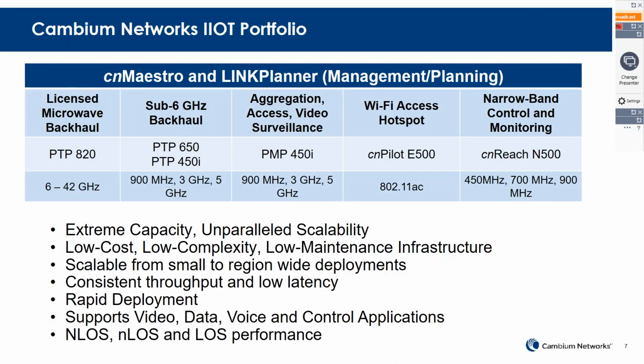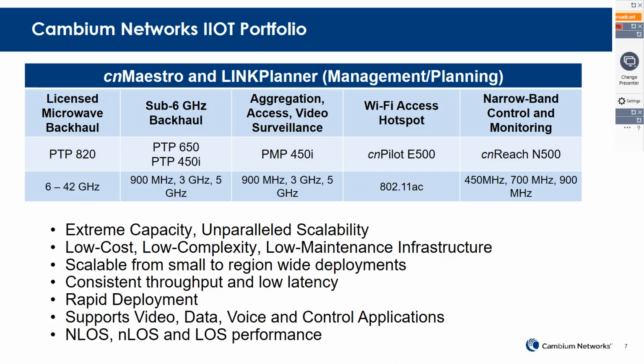You can see that on the left-hand side, we have this licensed microwave backhaul, the PTP 820, which operates in the 6 to 42 gigahertz range. It has very high capacity. It can provide more than 1 gigabit per second of data throughput. And then we have this unlicensed sub-6 gigahertz backhaul. That's the PTP 650 and PTP 450, which operate from 900 megahertz to 3 gigahertz to 5 gigahertz.